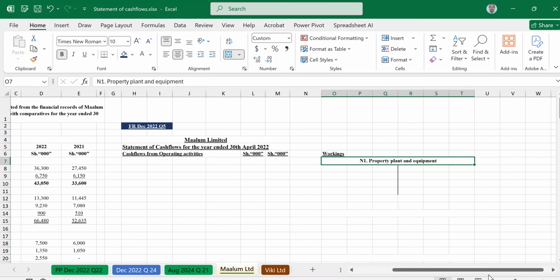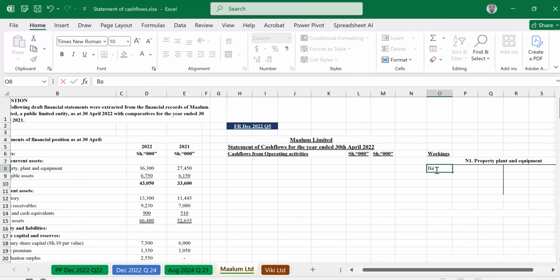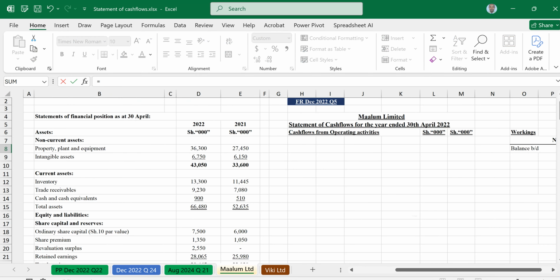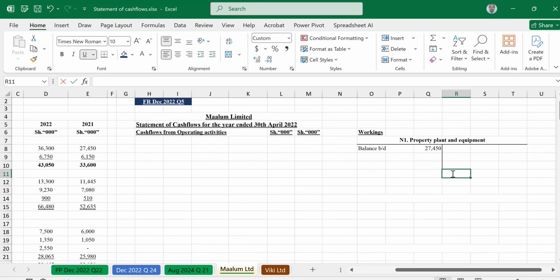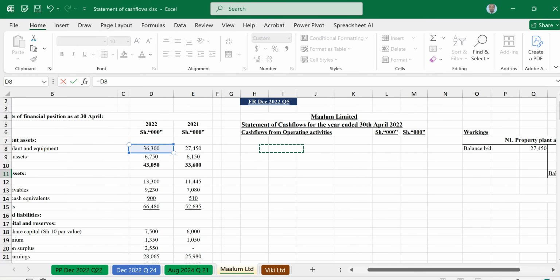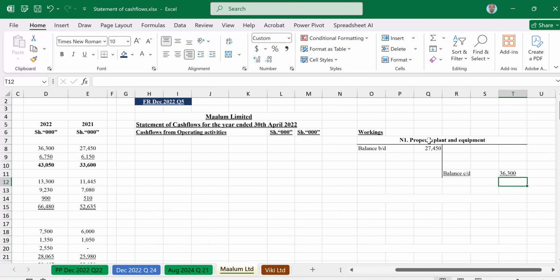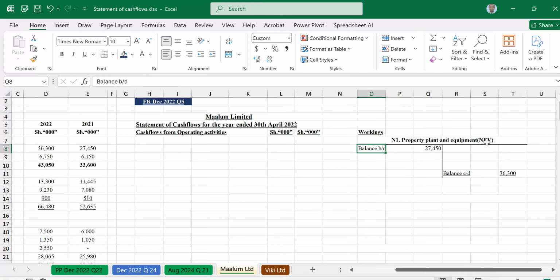For property, plant and equipment as given, we want to start with the balance brought down. Our balance brought down amounted to, in 2021, 27,450. Then we also have our balance carried down of property, plant and equipment, which amounted to 36,300. That is the figure given. Now remember, all these have been stated at net book value.